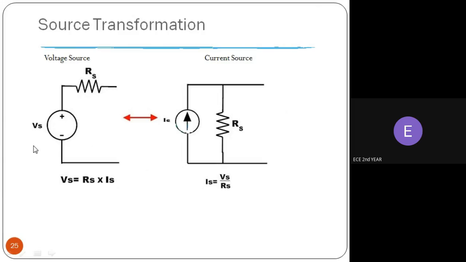source in this manner. So a voltage source can be converted into a current source with the formula Is is equal to Vs by Rs, and the series resistance is connected in a parallel manner. The current source can be converted into a voltage source with the formula Vs is equal to Rs into Is, and the parallel resistance is connected in a series manner. So this is the thing which we need to remember when we transfer the sources.